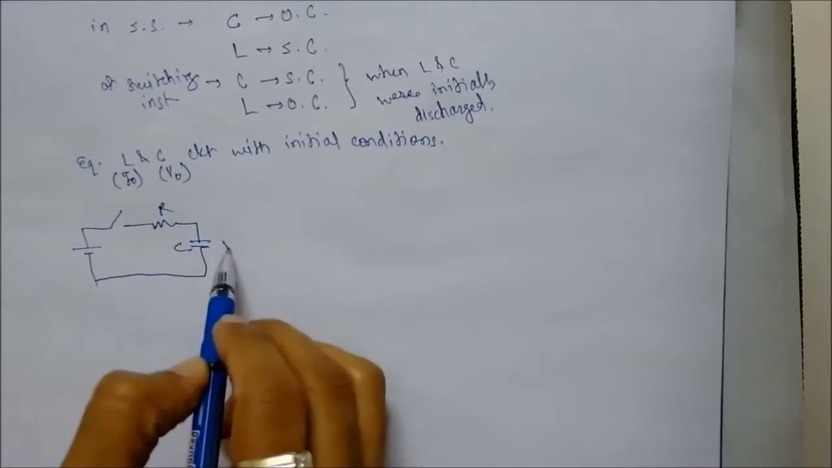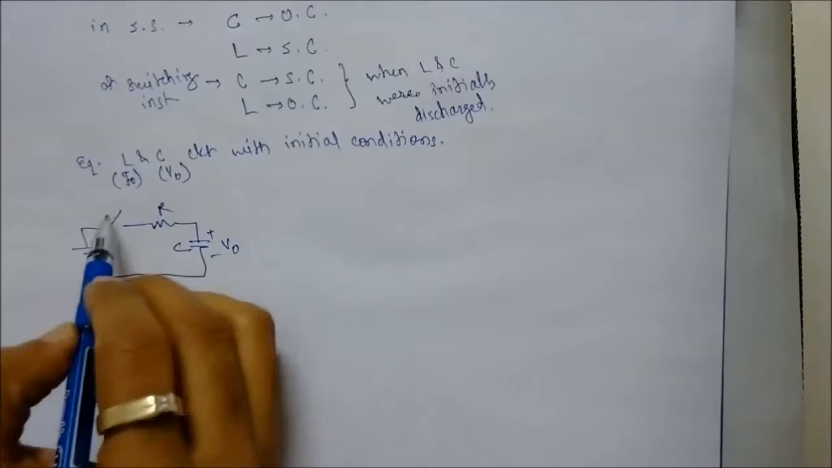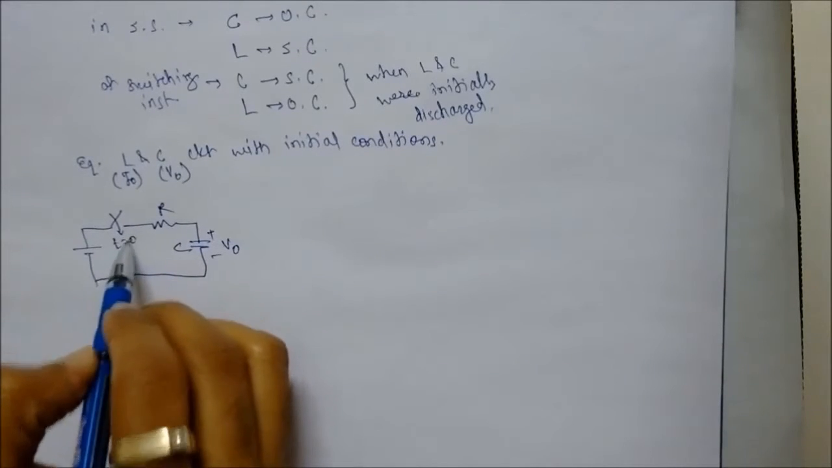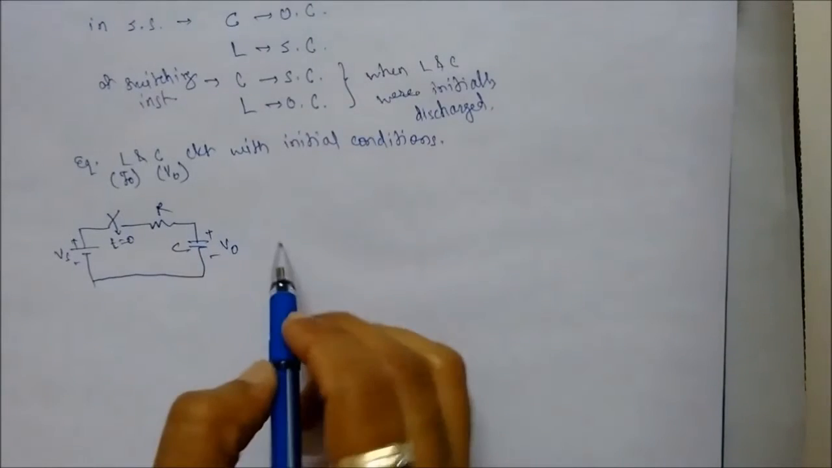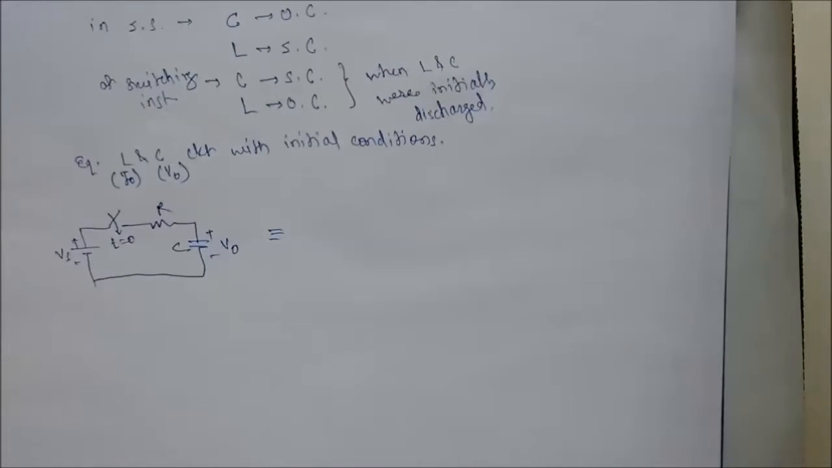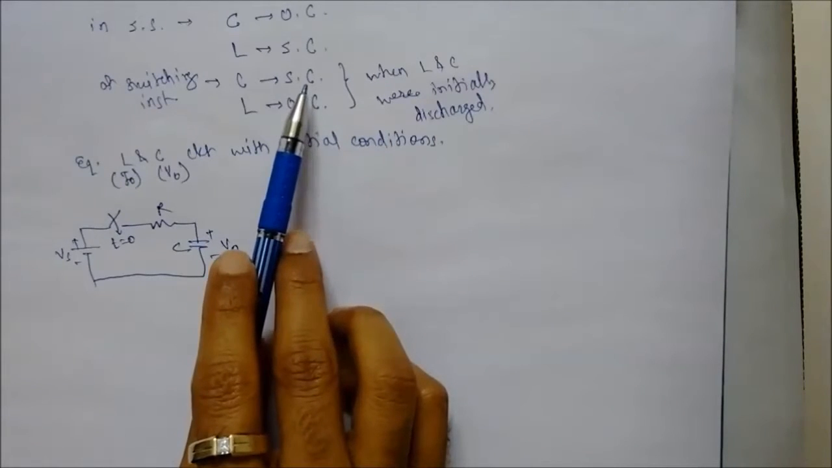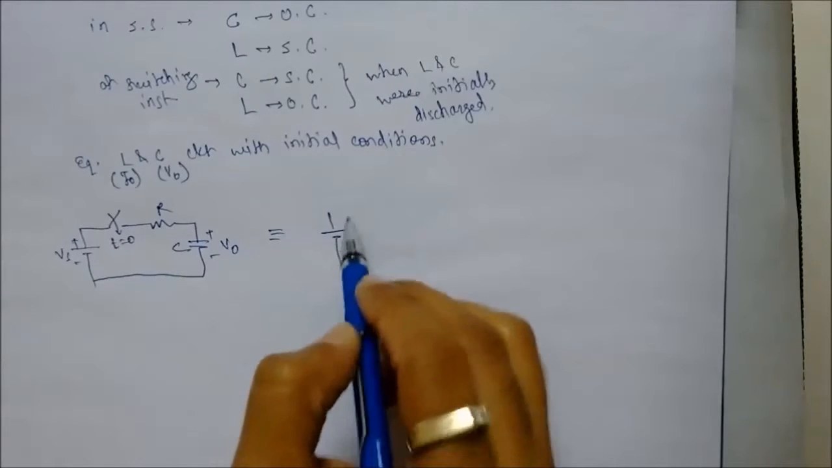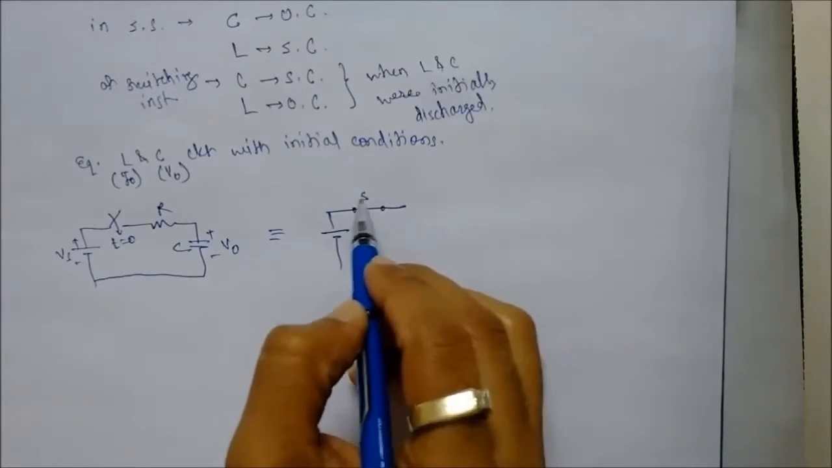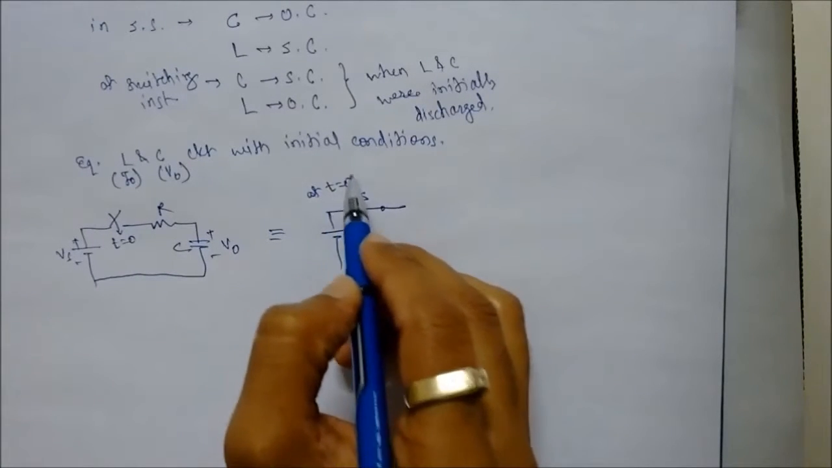Let's say an RC circuit with initial voltage V0, and at t equal to 0 the switch will be closed. Let's say Vs is the voltage source applied. Then the equivalent of this has to be represented. We have already seen that at the switching instant the capacitor acts as a short circuit. The switch is closed at t equal to 0 plus.